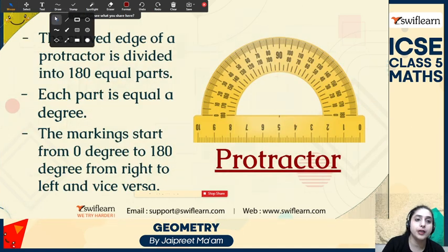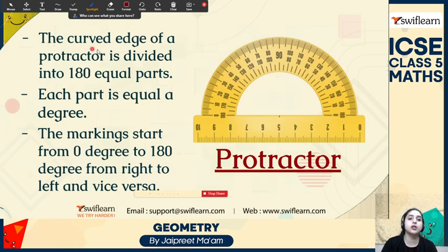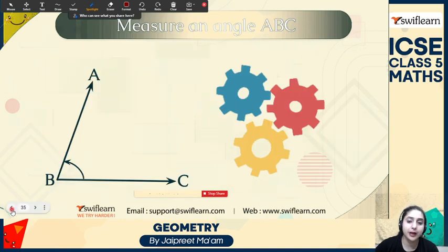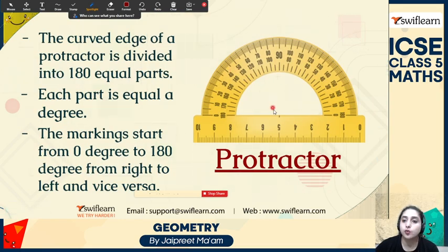Okay, so it's already written here. Let's read this. The curved edge of a protractor is divided into 180 equal parts. In total there are 180 equal parts. You can see 0 to 180, 0 and 180. Each part is equal to a degree, and it's very important we call it a degree because the unit of the angle is degree. The marking starts from 0 and moves to 180. If we are checking from the right hand side, it will be 0 to 180. Okay, now let's see how to measure an angle.